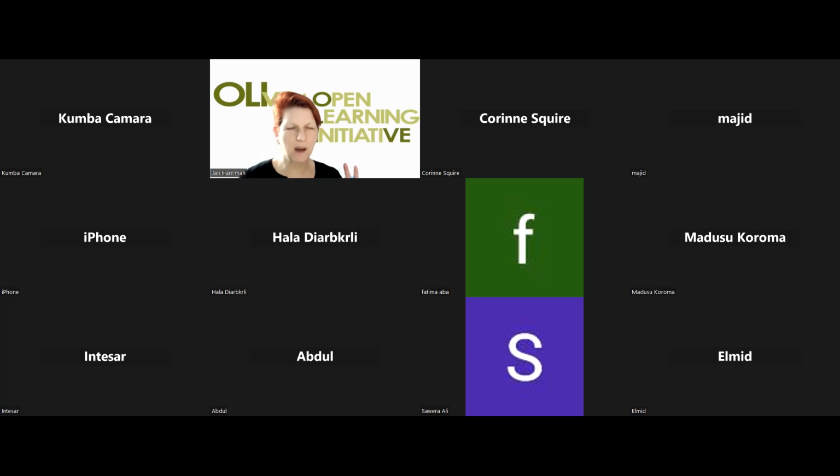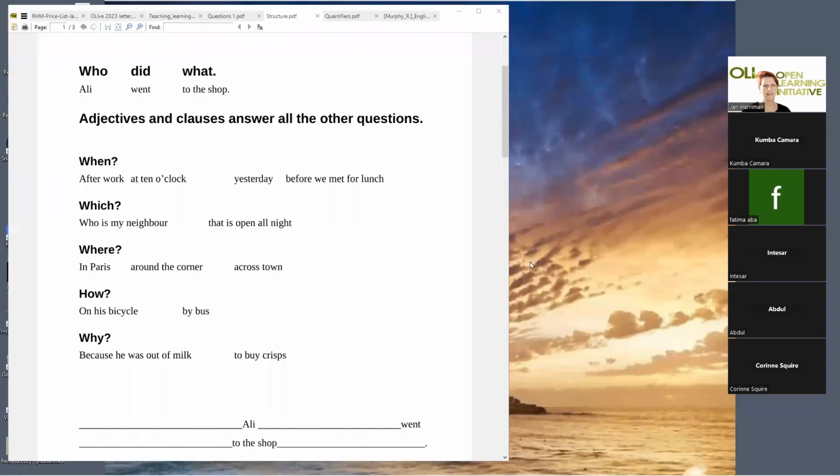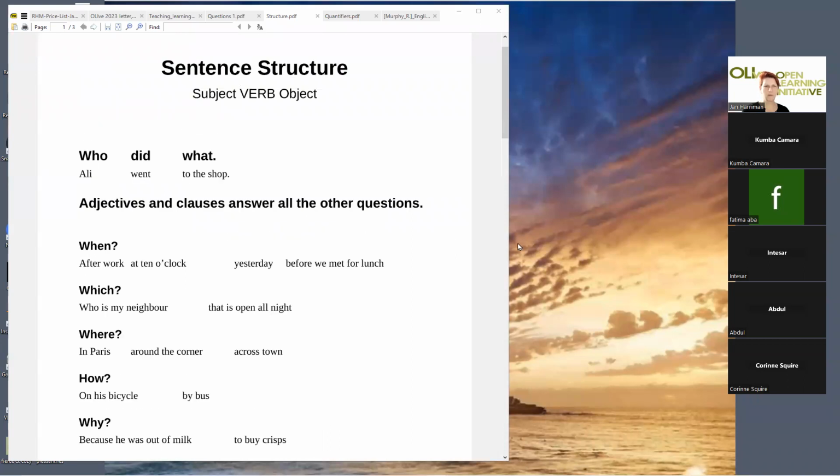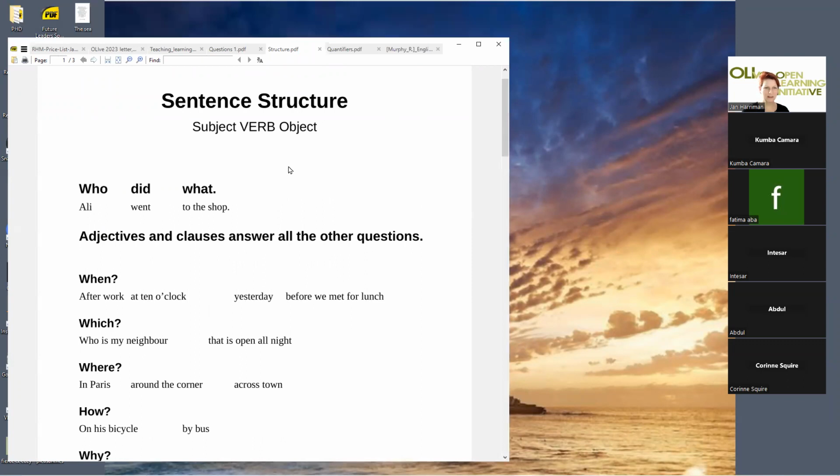So, quick review of sentences, because I'll never stop reviewing sentence structure. Let me just get the right page up and share the screen again. So once again, here we are. We have our sentence structure. But what is our basic sentence structure? What is the core sentence? It's right there on your screen. What are the parts of our core sentence?